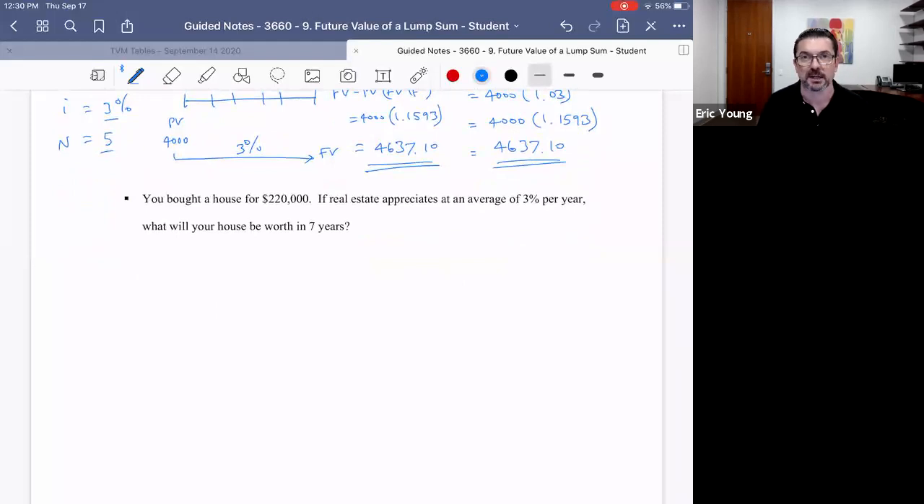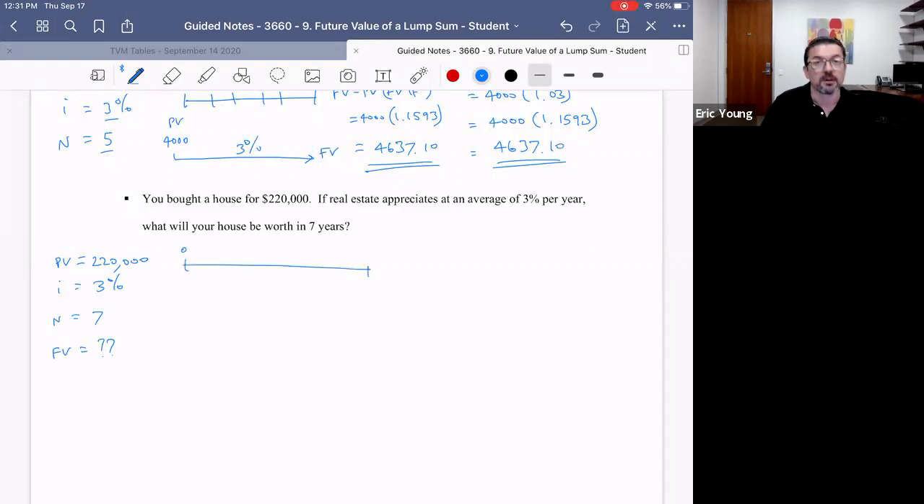Another question. You just bought a house for $220,000. Congratulations. Where are you living at that price? I don't know. If real estate appreciates at an average of 3% per year, what will your house be worth in 7 years? Same idea. You say, okay, I have it right now. Present value, $220,000. You know that you're going to grow at an interest rate of 3%. In 7 years, what will be your future value? That's what we're solving.